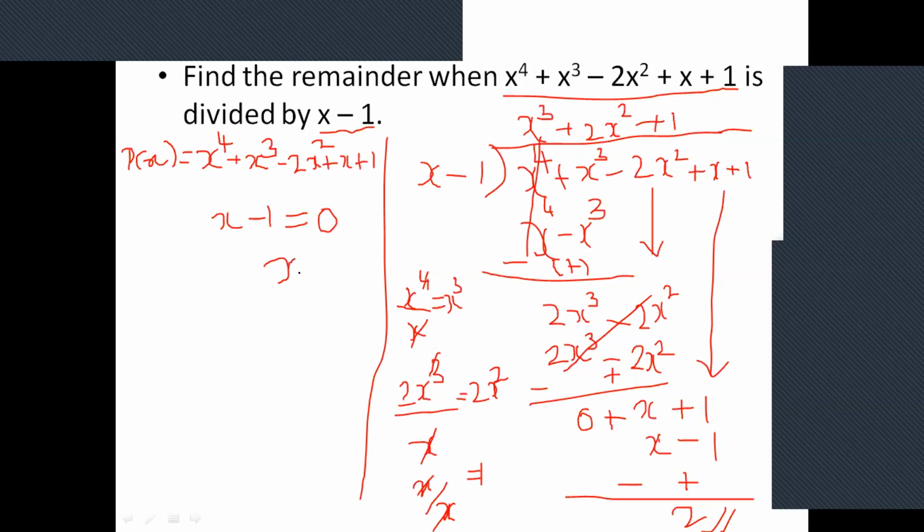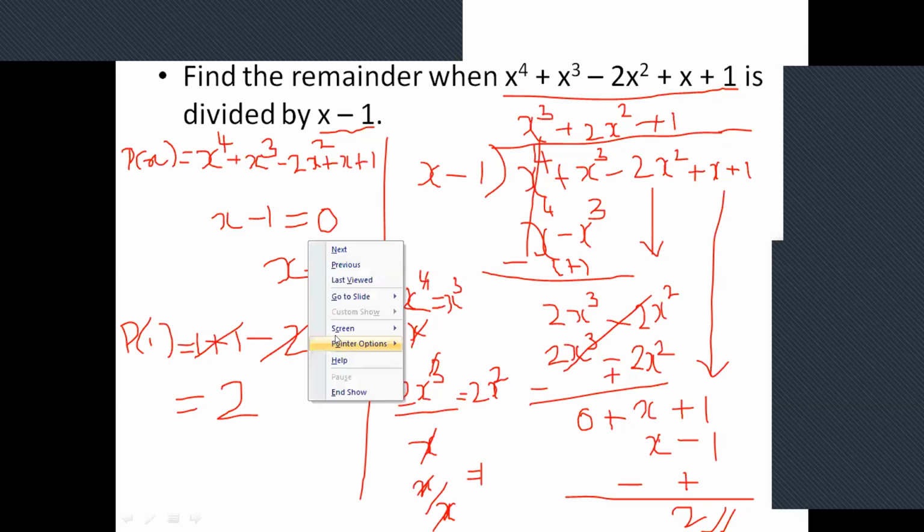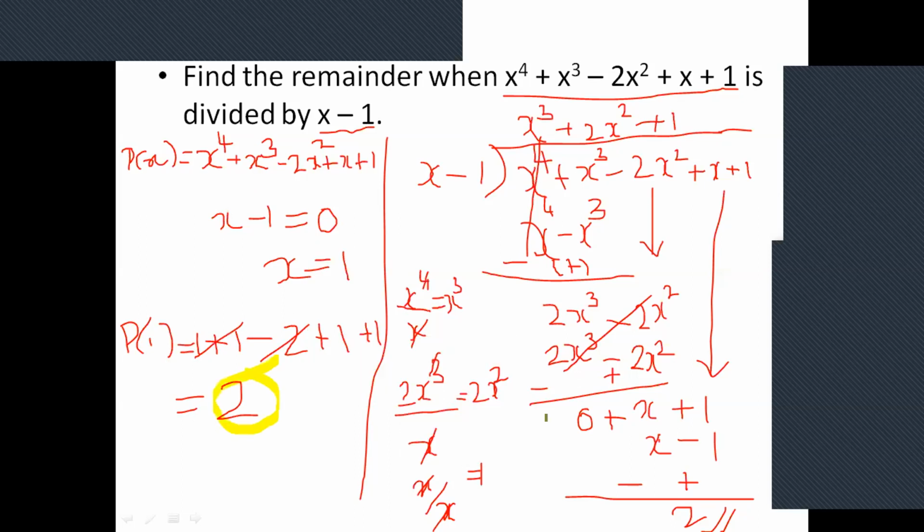So substitute in this p of x, and you get p of 1. Substitute x is 1: 1 power 4 is 1, 1 power 3 is 1, minus 2 into 1 will give you 2, and then again x is 1, and finally 1. So minus 2 and plus 2 get cancelled. Your answer is 2. Now you can observe here that this one as well as this answer remains the same. The remainder is 2.